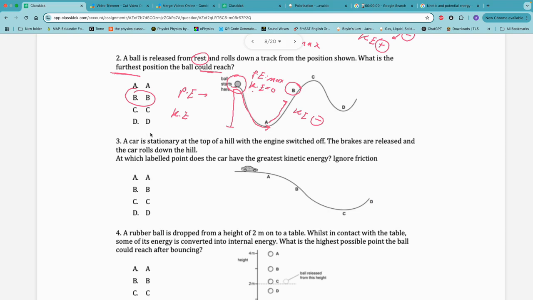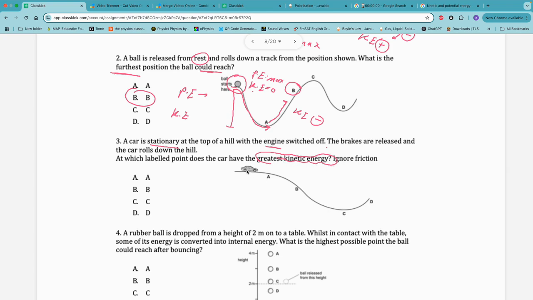A car is stationary at the top of the hill. Stationary, which means at rest, with the engine switched off. The brakes are released and the car rolls down the hill. At which labeled point does the car have the greatest kinetic energy?